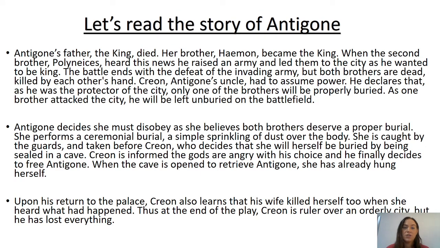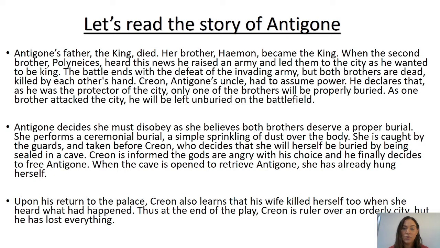So let's first off read the story of Antigone. Antigone is a Greek play that we are going to be looking at in more detail. So let's read through the story together. Antigone's father, the king, died. Her brother Haemon became the king. When the second brother Polynices heard this news, he raised an army and led them to the city as he wanted to be king. The battle ends with the defeat of the invading army, but both brothers are dead and killed by each other's hand.